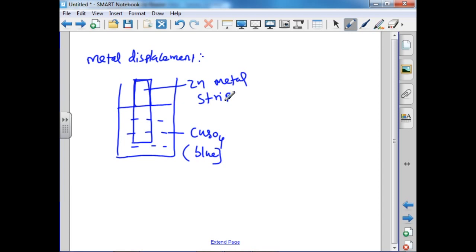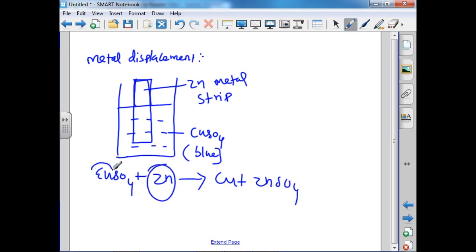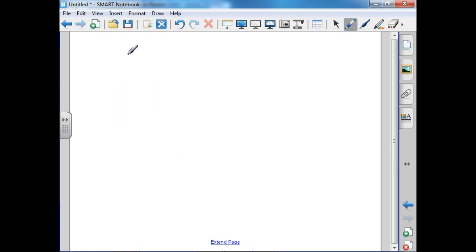So the reaction is copper sulfate reacted with the zinc to form copper and zinc SO4. Actually, the zinc displaced the copper from the copper sulfate solution. In this displacement reaction, CuSO4 plus Zn gives ZnSO4 plus Cu.